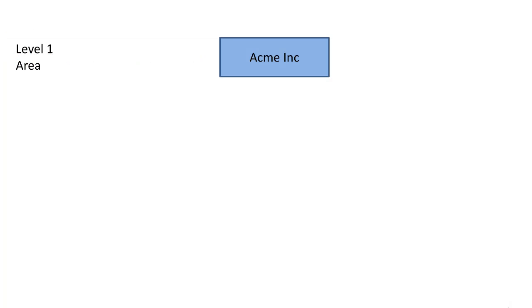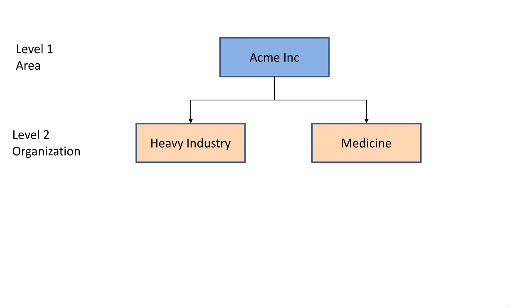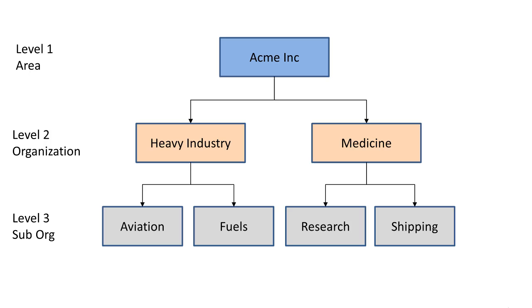This diagram shows the structure. At the top is the area. Then we have a layer of organisations, and below that, a group of sub-organisations. How you structure this is up to you and your requirements. The area represents your entire company, and you could use a second level to represent different divisions or brands or maybe regions.